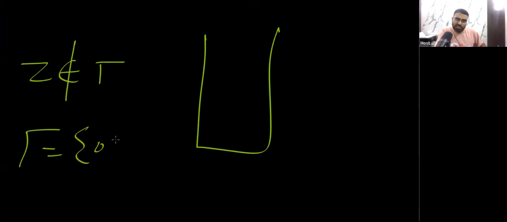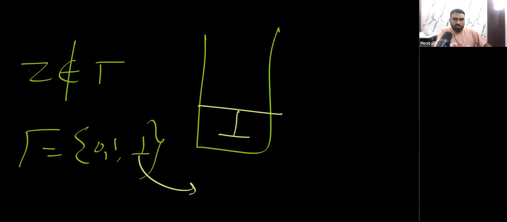What is the stack alphabet? That is 0, 1, or this bottom. This is the bottom of the stack symbol. Okay, this symbol is the bottom of the stack symbol. So you cannot put Z here in the stack.